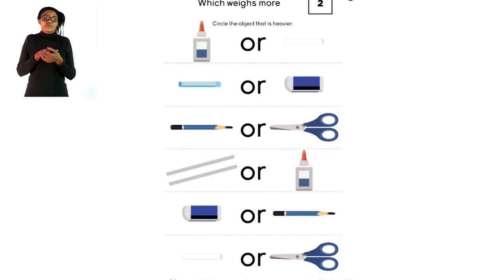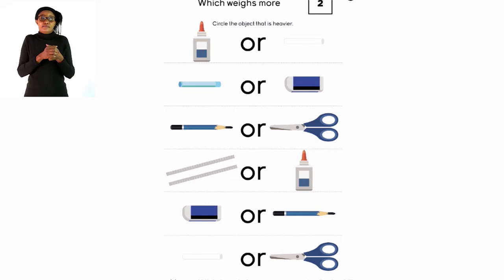So let's look at those pictures there. Circle the object that is heavy. You do not circle the one that is light. You circle the one that is heavy. Good. We have a picture of a glue. Then we have a picture of a chalk.